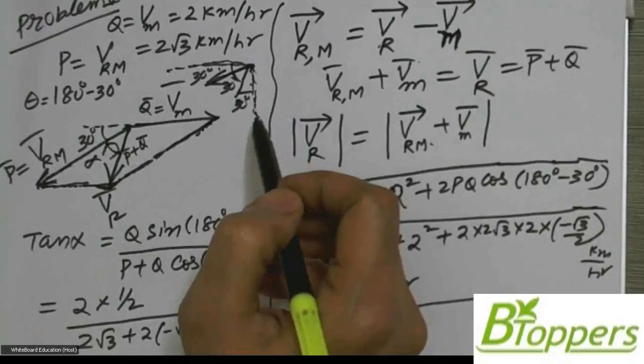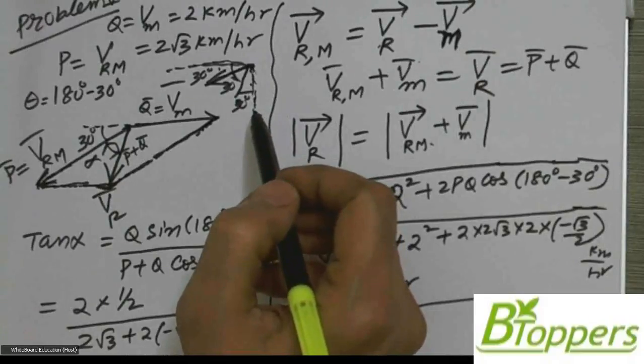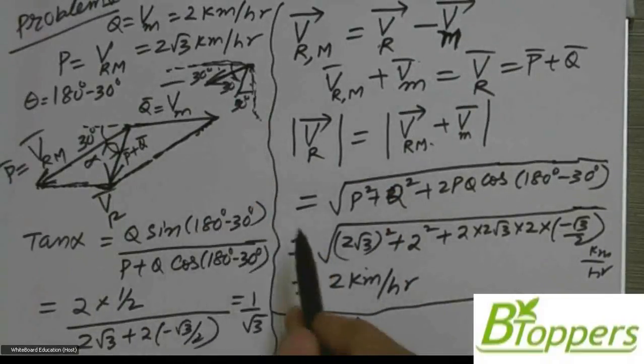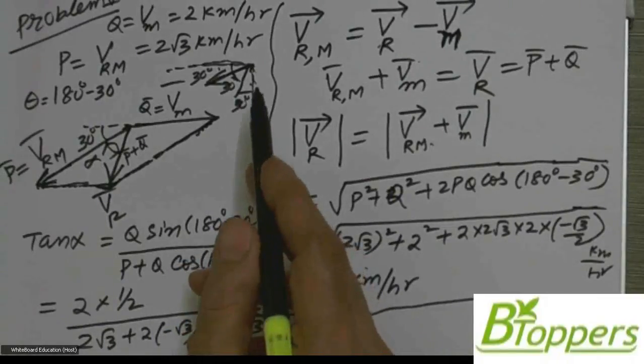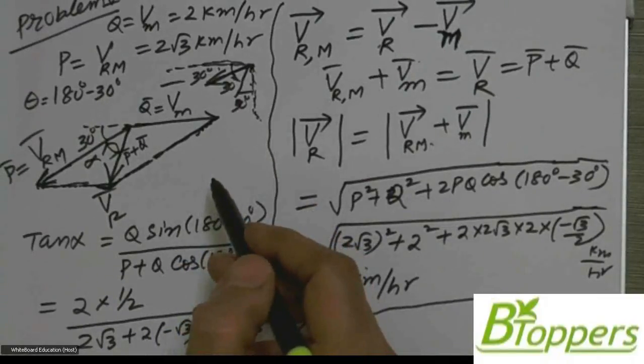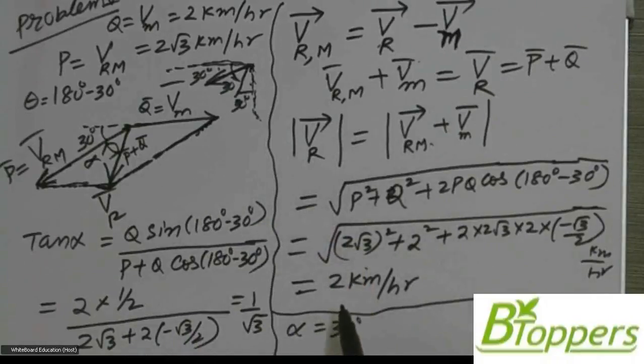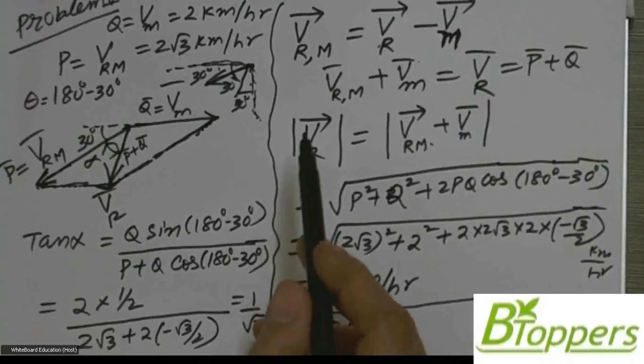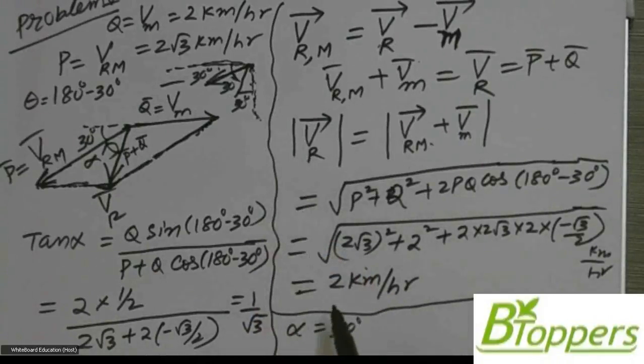That means the actual velocity of the raindrops is 2 km/h in the direction 30 degrees with the vertical from the front. Again, I repeat, I have already given the answer in my previous class. Answer is 2 km/h at an angle of 30 degrees with the vertical from the front. So those who want to copy the solution of this problem can take a pause and copy the solution of this problem.